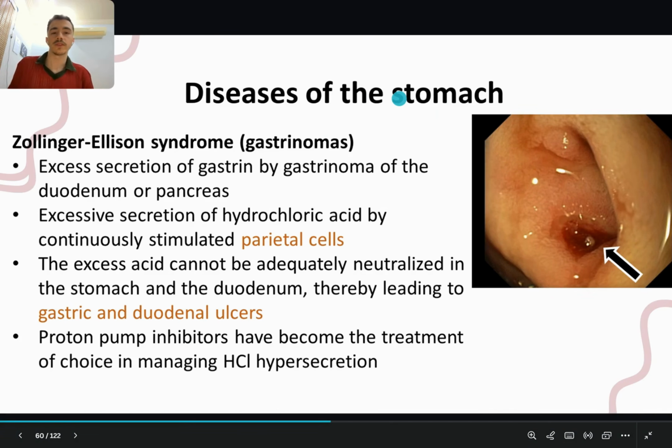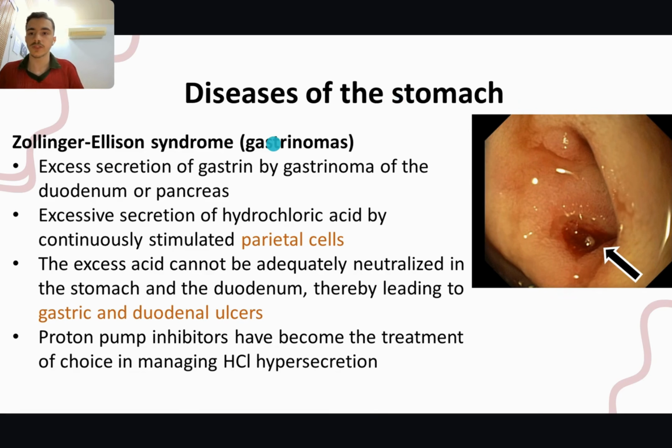For the disease of the stomach, we have the Zollinger-Ellison syndrome. This is very just like put it in your mind. You have a lot of acids, tamam. There's excess secretion of gastrin, a lot of acids. So the parietal cells are going to get a lot of excessive stimulation in order to make more acid.